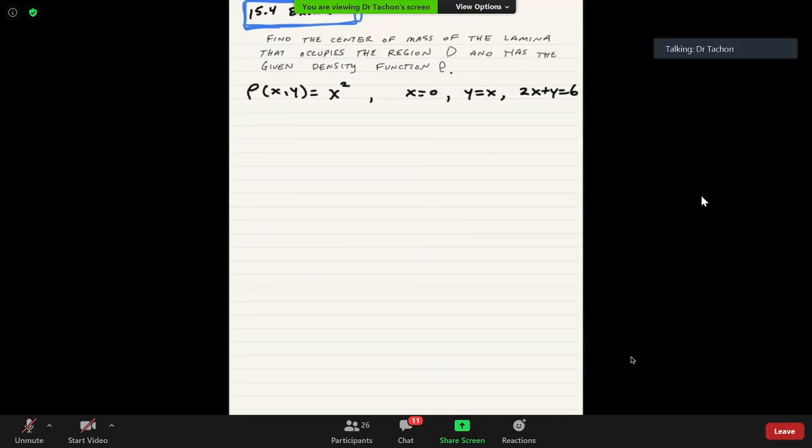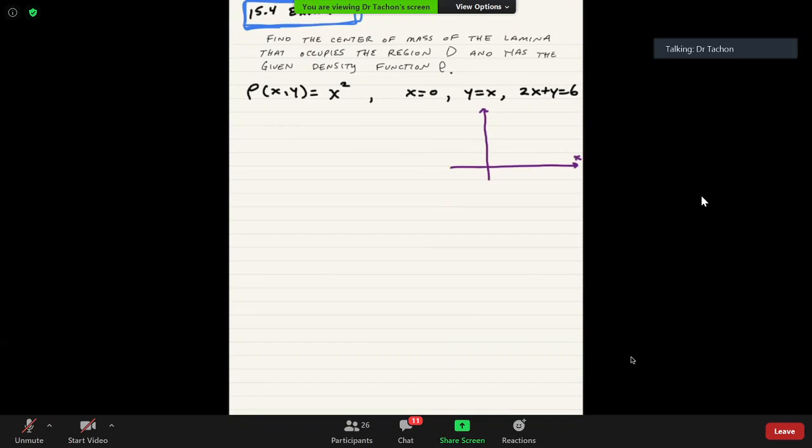We need to get the base here. We need to figure out what the base is so we can start evaluating our double integrals. All right, so let's sketch a picture of our base. We'll use a different color, so we use purple. All right, so y-axis and x-axis.